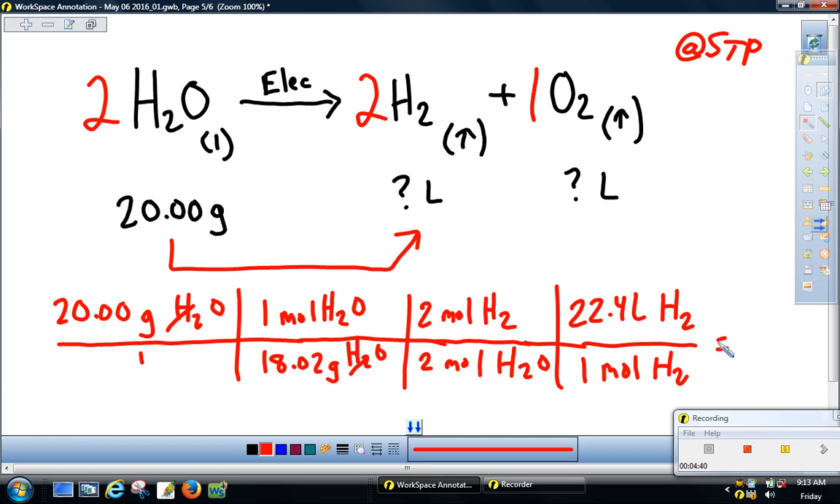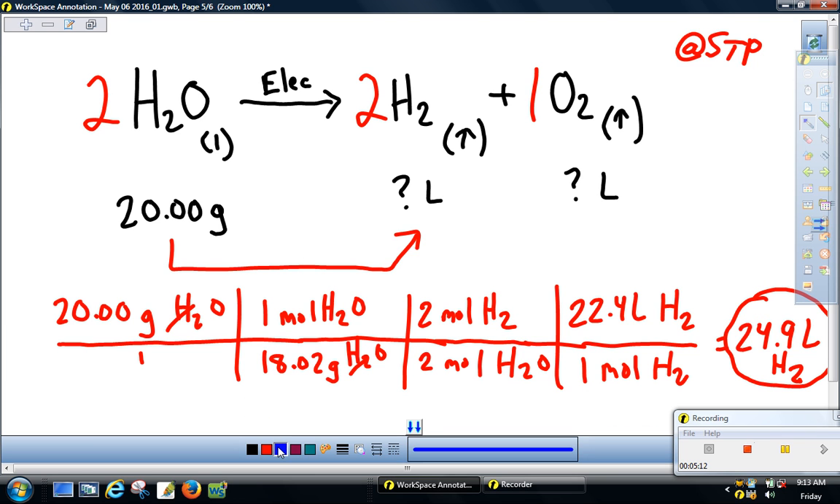So if we go ahead and multiply this all together, we get about 20 divided by 18.02 times 2 divided by 2 times 22.4. We get 24.9 liters of hydrogen gas. Alright, that's the first part of it.